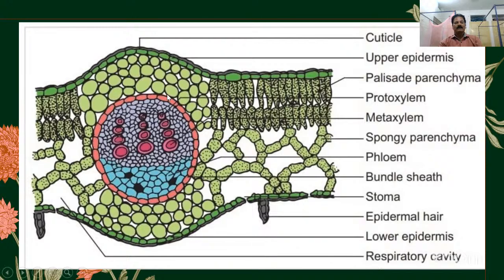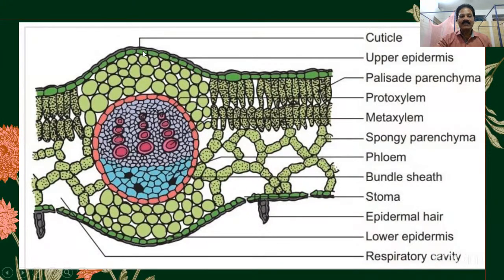So I'll repeat once again. The TS of leaf shows epidermis, that is the first part. The second one is mesophyll. The third one is vascular bundle. Epidermis is the uppermost and lowermost layer on both sides, on adaxial side and abaxial side. A single layer of cells is seen. Already we have studied the epidermis characters in roots and stem. The same cells are seen here also.